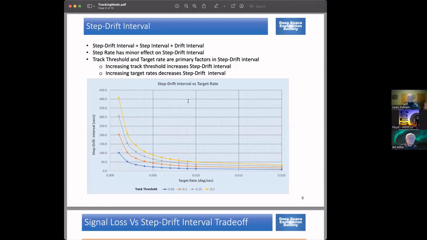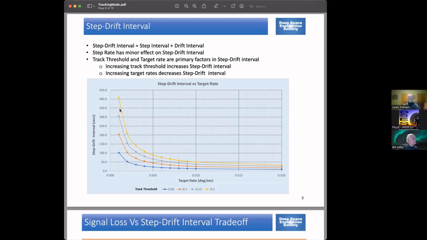This chart is just a plot of the step drift interval as a function of the target rate. And now there's another factor in it, which is the threshold. So I plotted this at a set of thresholds from a pretty tight threshold to what I consider a fairly loose threshold. So the upper one is the threshold at 0.2. And then the next one down is 0.15 threshold, 0.1, and then 0.05.